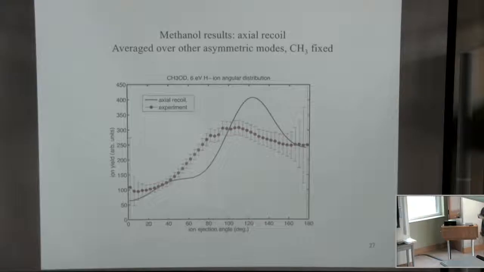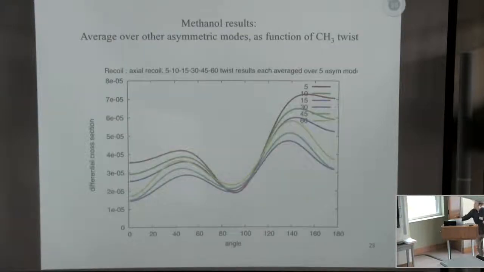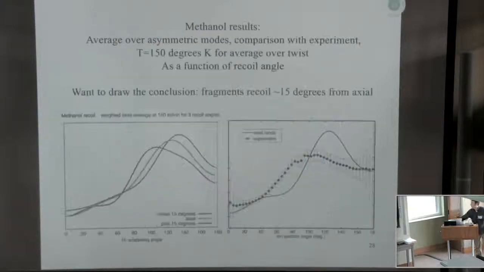Okay, so here's a plot of what I get compared with the experiment when I fix the CH3 rotation angle and average over the other asymmetric modes. You see here qualitative, perhaps, agreement, of course, at zero and in the forward and backward directions, and you have a peak. So, terrible.